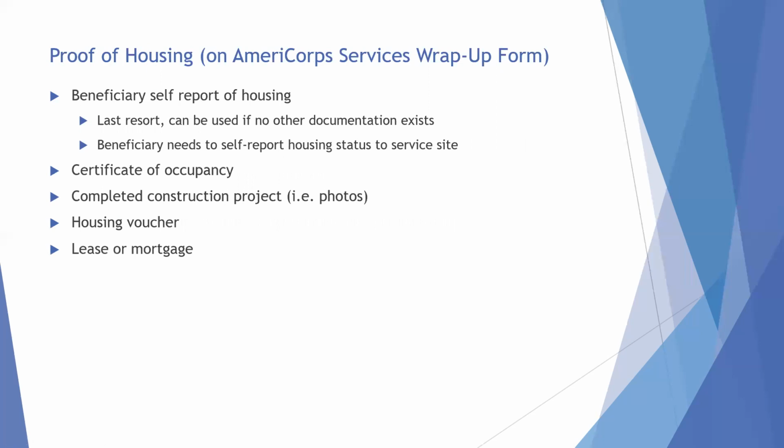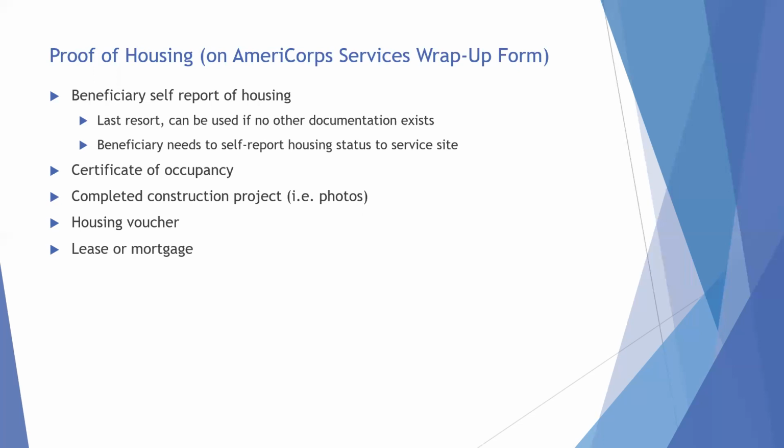Proof of housing is the second piece of documentation that we need when we're reporting on the people that we serve. So you decide what option is the best fit for your household, and you tell us about it if and when the household is housed or the project's completed or they're moved into housing or whatever that might be.